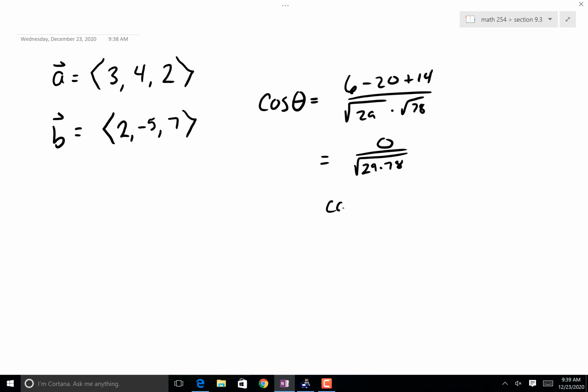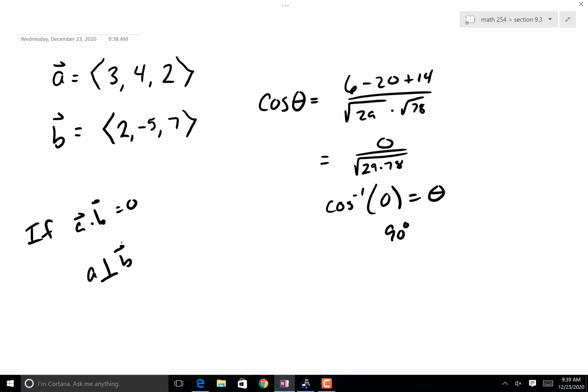Hey, what angle has a cosine of 0? 90. And this is a big deal. If A dot B equals 0, then A is orthogonal to B. That is a fact. That is always true. That is a big deal. And as I mentioned in statistics, we talk about that a lot. You would talk about that a little bit more in a statistics class.